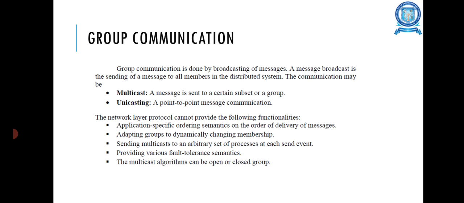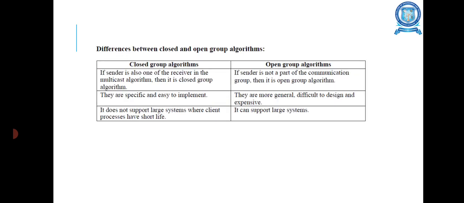The network layer protocol cannot provide the following functionalities. The first one is application specific ordering semantics. The next one is adapting groups to dynamically changing membership. Then the next one is sending multicast to an arbitrary set of processes at each send event. Then the next one is providing various fault tolerant semantics. The next point is that multicast algorithms can be open or closed group.